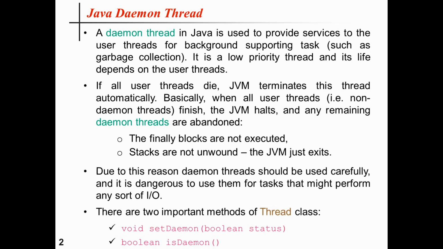Now for the second one, that is boolean isDaemon, this particular method is used to check whether the current thread object is a daemon thread or not. It returns true if the thread is daemon, else it returns false. So that is the basic concept of Java daemon thread.